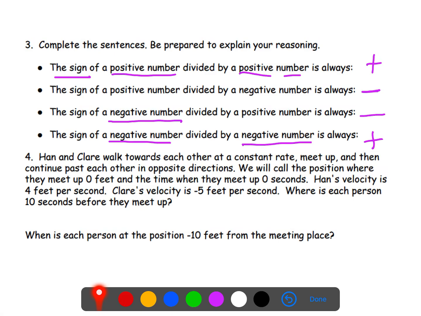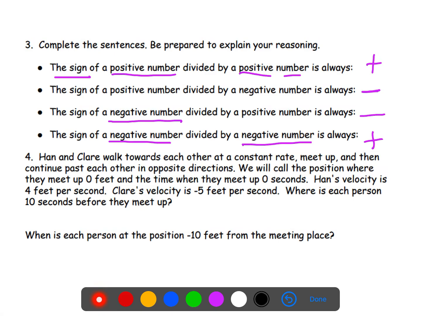Let's look at the next one, which says Han and Claire walk towards each other at a constant rate. They meet up and then continue past each other in opposite directions. We will call the position where they meet up 0 feet and the time when they meet up 0 seconds. Han's velocity is 4 feet per second. Claire's velocity is -5 feet per second. Where is each person 10 seconds before they meet up?